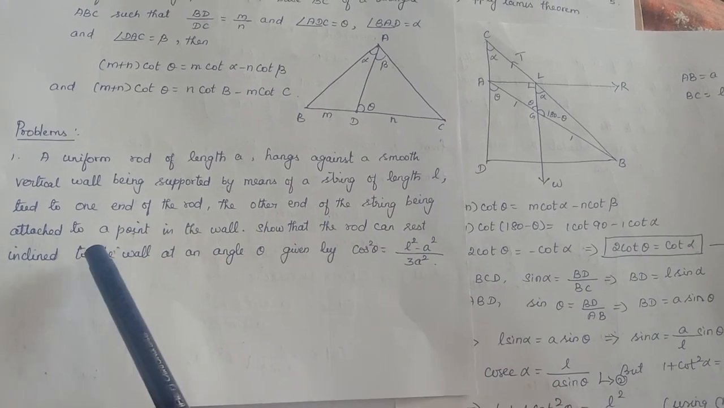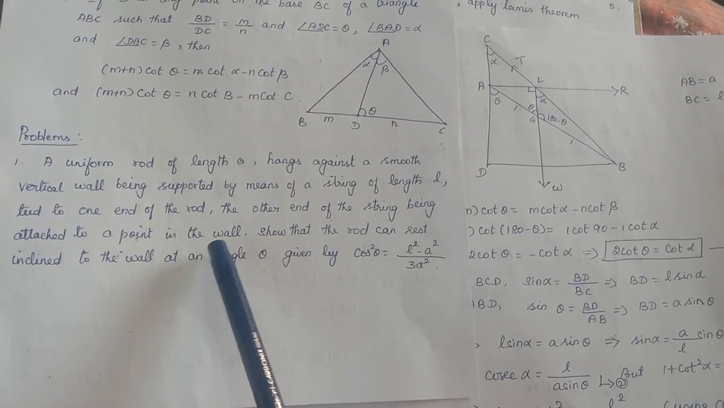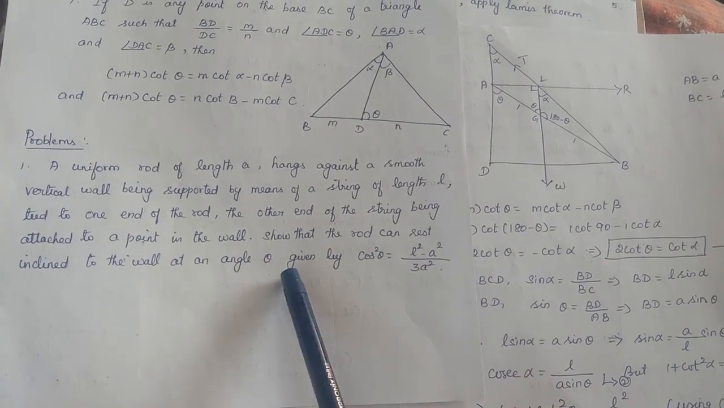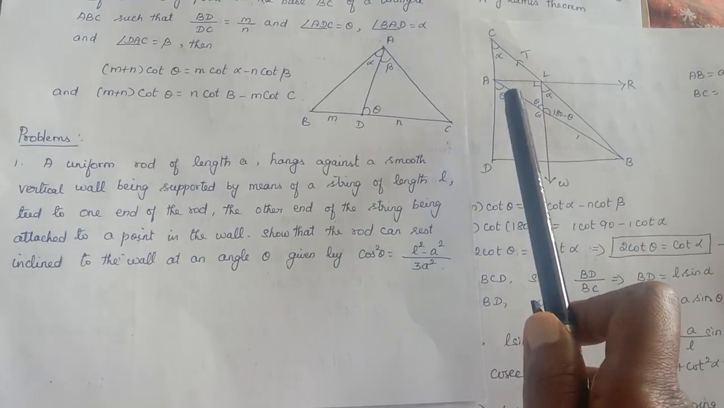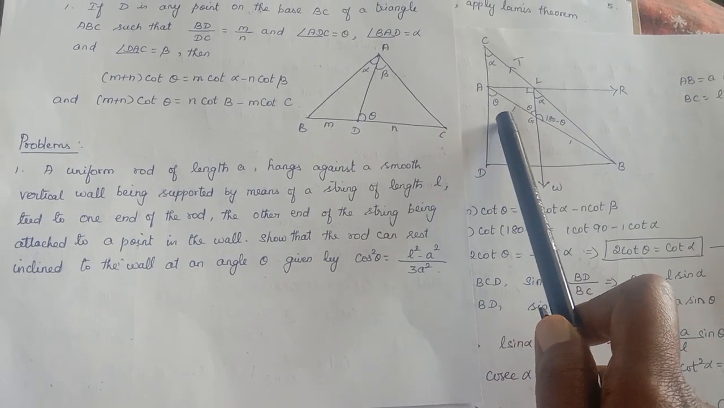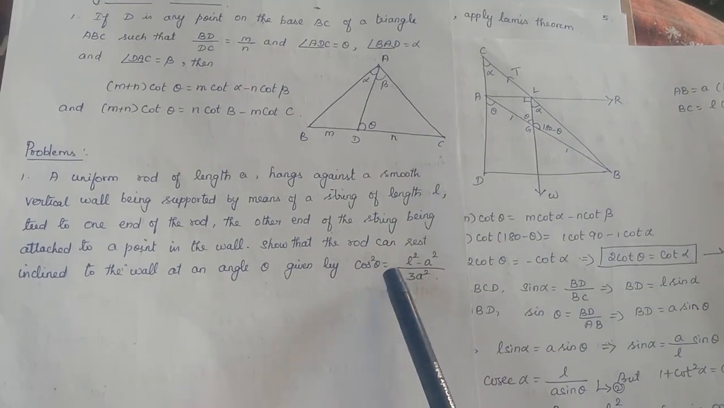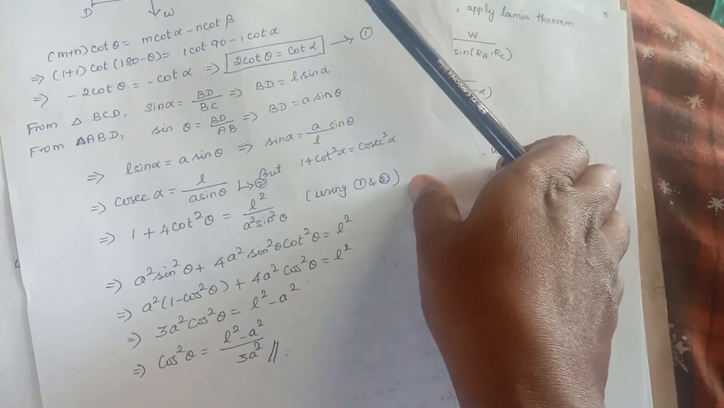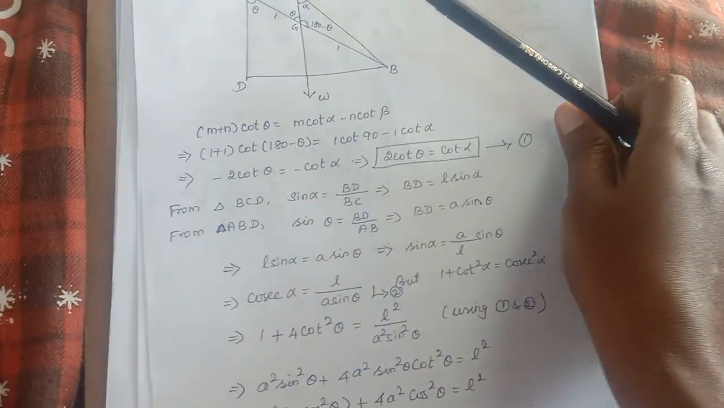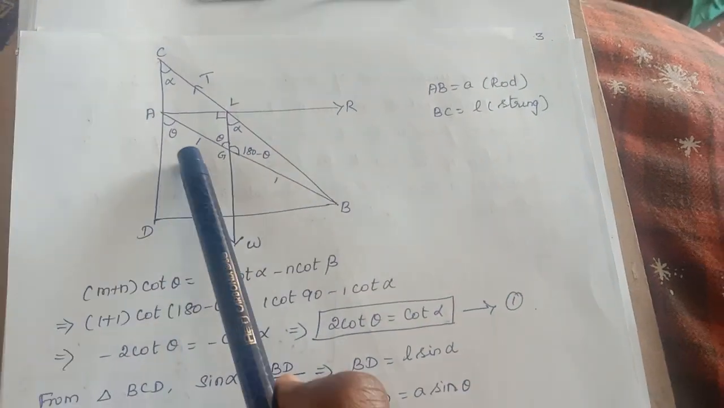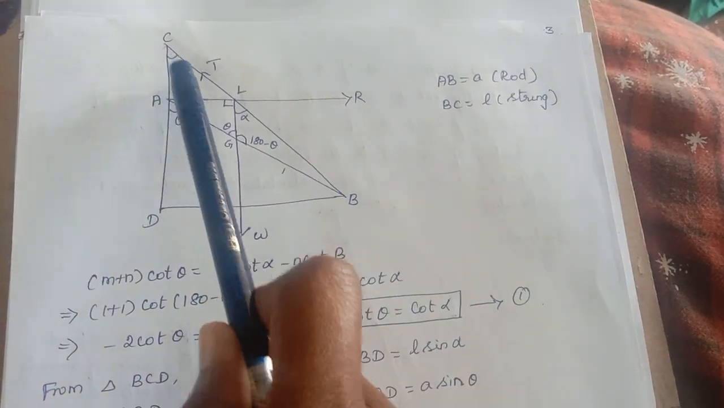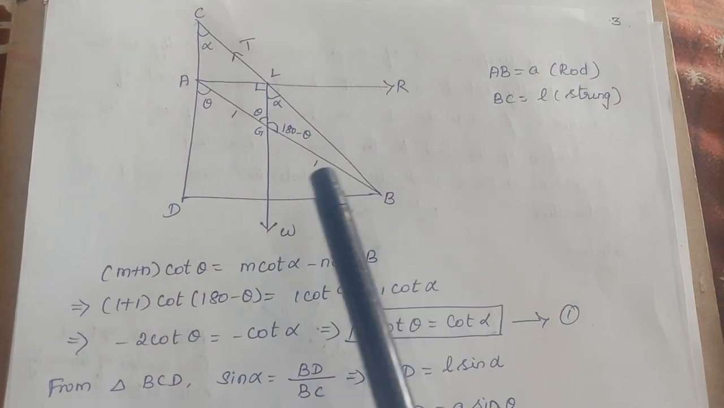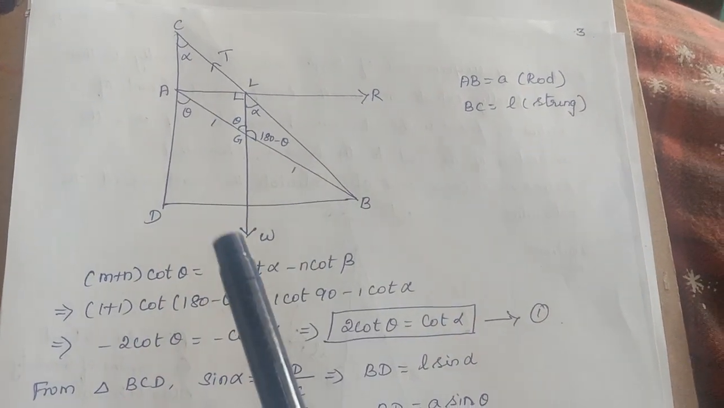The other end of the string is attached to a point in the wall. Show that the rod can rest inclined to the wall at an angle theta. That is the inclination of the rod to the vertical wall is theta, and we have to prove cos square theta equals (L square minus A square) by 3A square. Now let's come to the diagram in detail. AB is the rod of length A and BC is the string of length L. Now here, what are the forces acting?